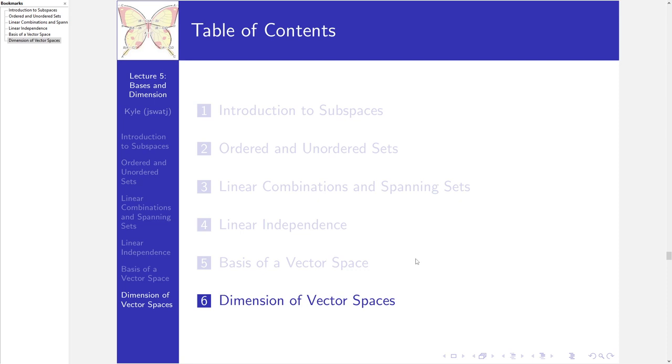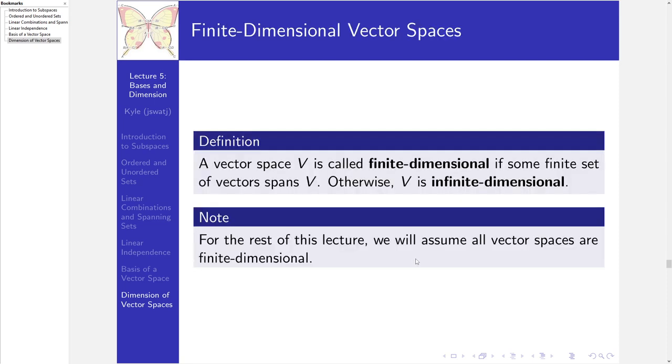I think this part is also quite long, but I'll have to see. So we're going to talk about dimensions of vector spaces. That's the last part. A vector space V is called finite dimensional if some finite set of vectors spans V. Otherwise, we say that it's infinite dimensional. For the rest of this lecture, we will assume that every vector space we are working with is finite dimensional.